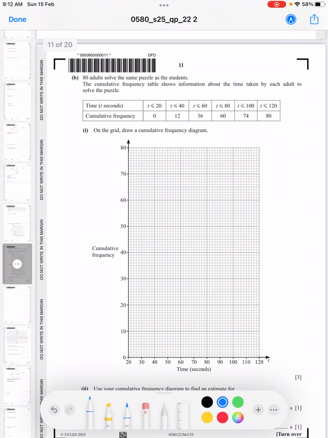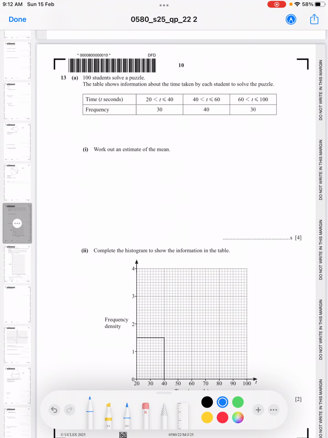Okay, let's read it. 100 students solve a puzzle. The table shows the information about the time taken by each student to solve the puzzle. So what is given? We have the frequency range of the time and then the frequency. So let's see what we need to find out.